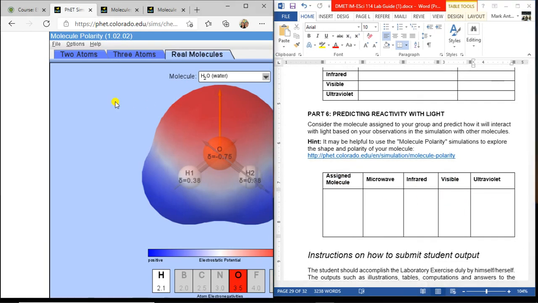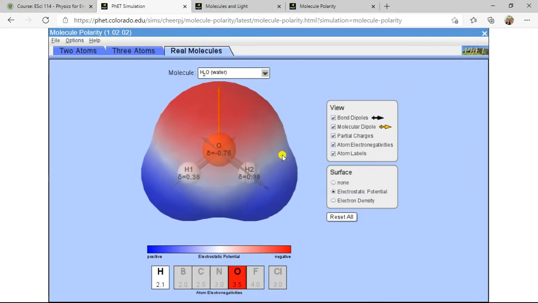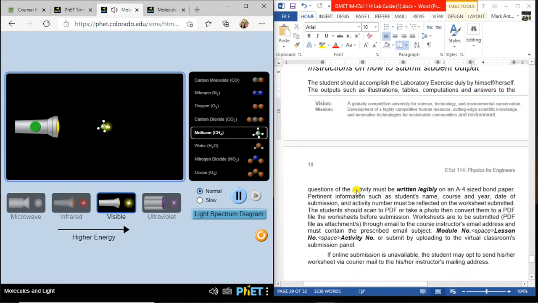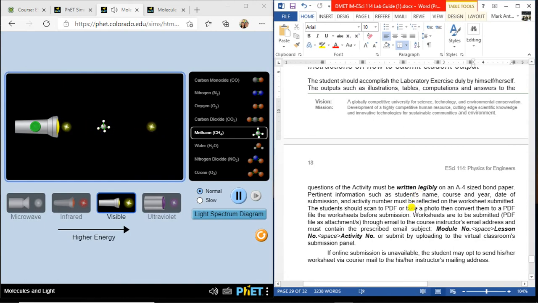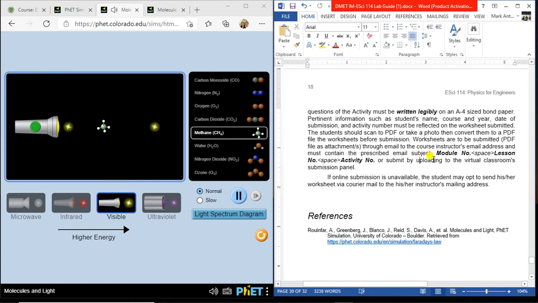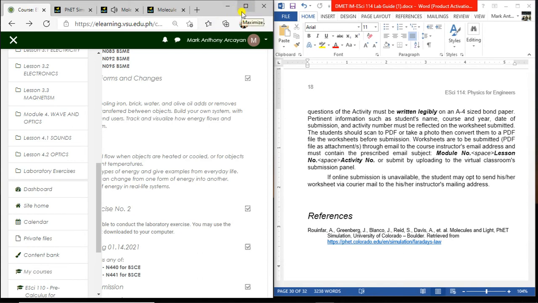So again, the second simulation, molecule polarity, will help you get the characteristics of each molecule, especially your assigned molecule, so you can compare it with the rest of the molecules in the simulation, from carbon monoxide to ozone. And once you are done, write it legibly on A4 size bond paper, including the required tables with proper headings, and submit it online in Moodle.